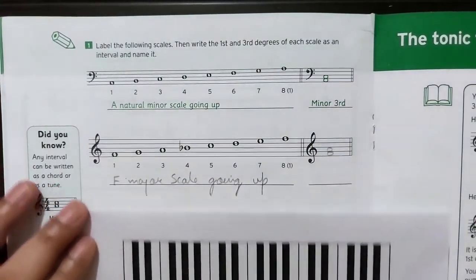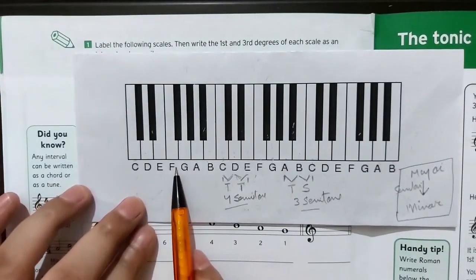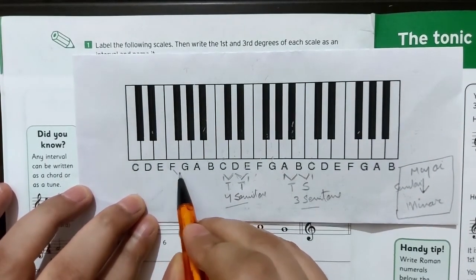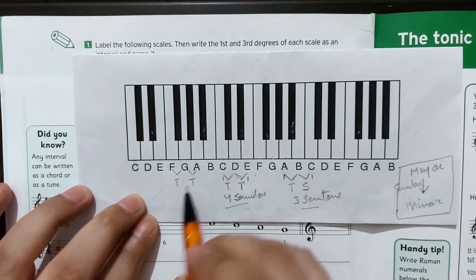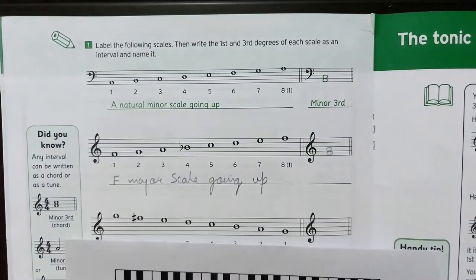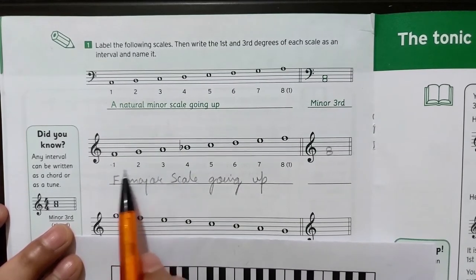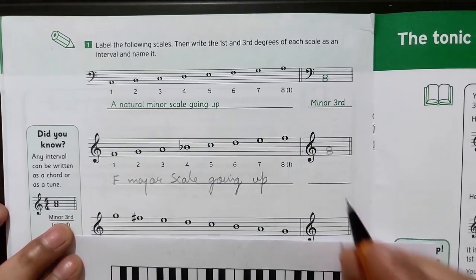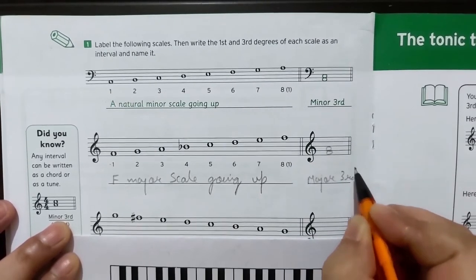Now let's mark the first degree and the third degree. Let's see from F to F, G, A. From F to A, the distance F to G is one tone, and G to A is also a tone. So we know this is a major third. And we learned previously that any major scale has the first and the third note at the distance of a major third. So this is simple, we'll write major third.